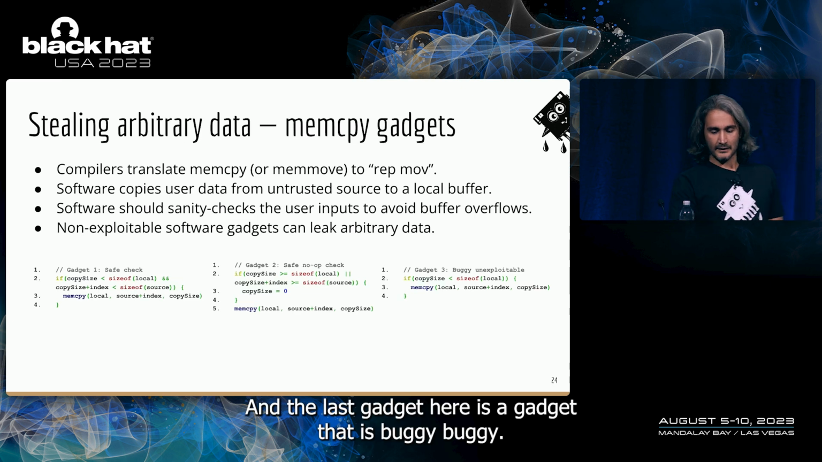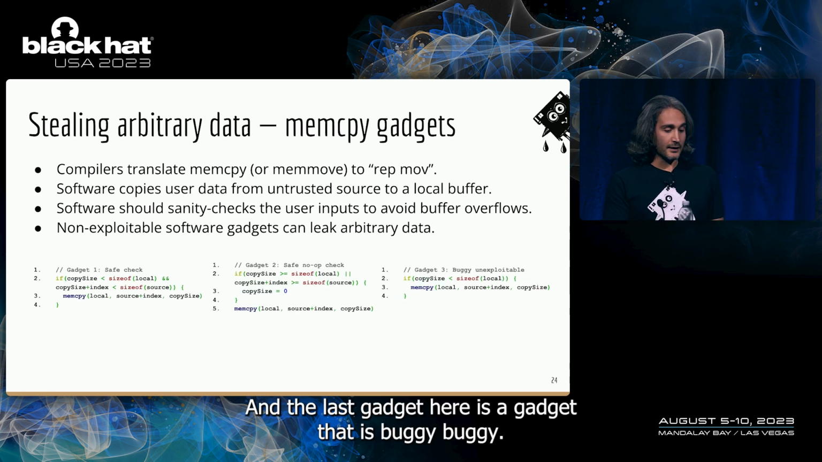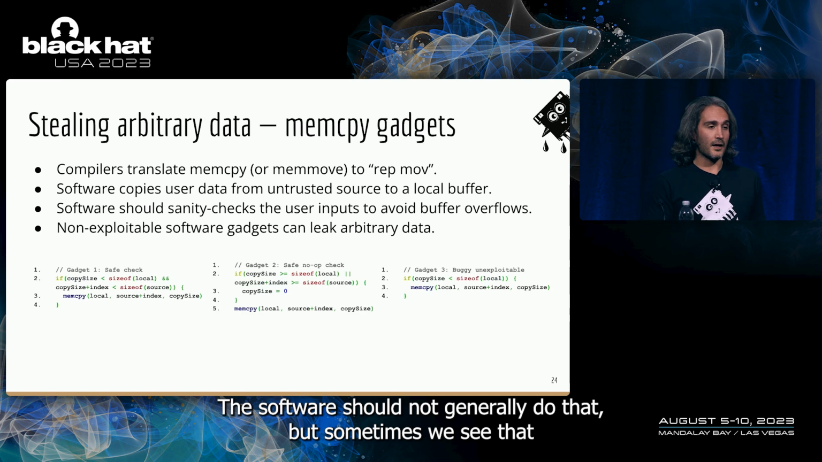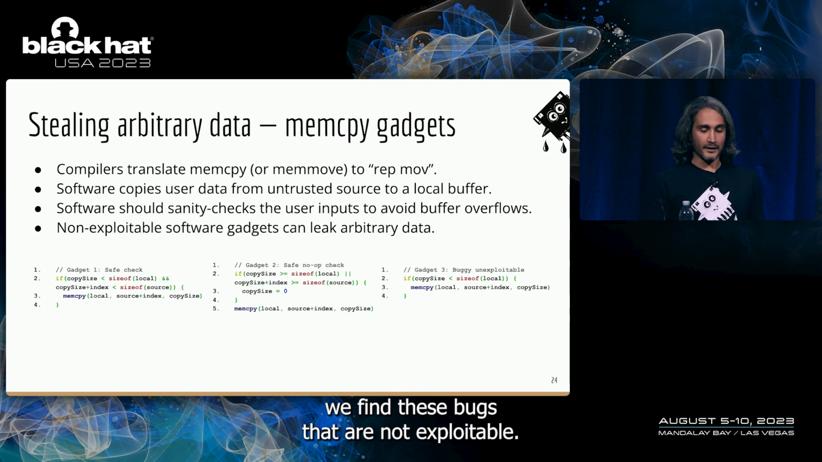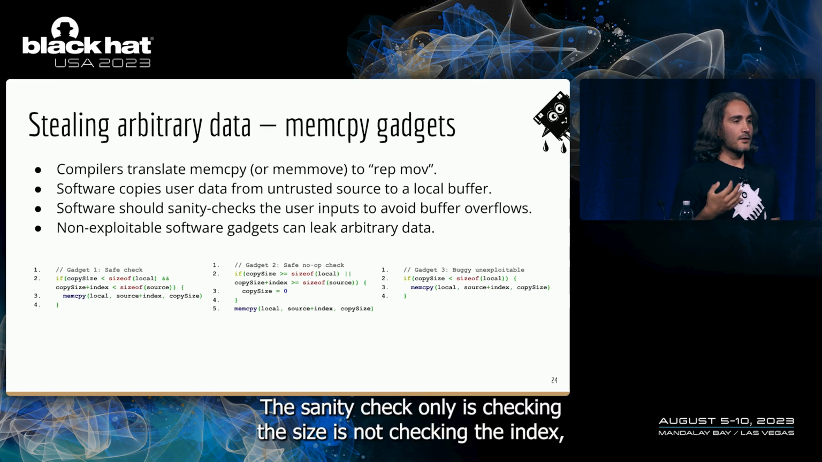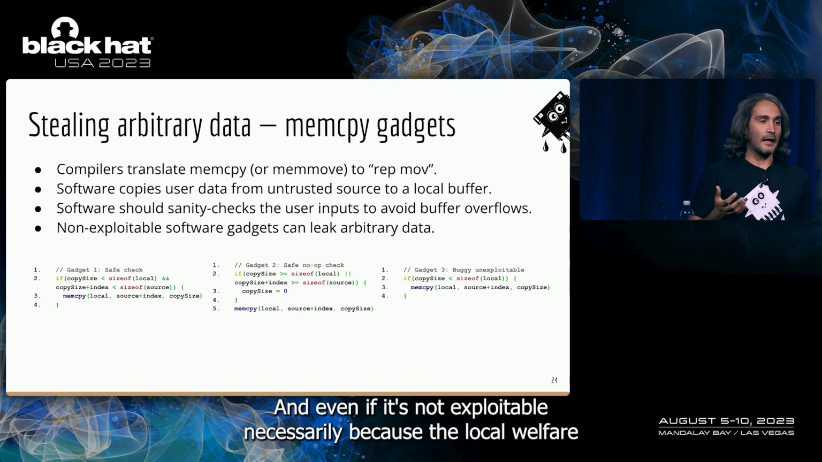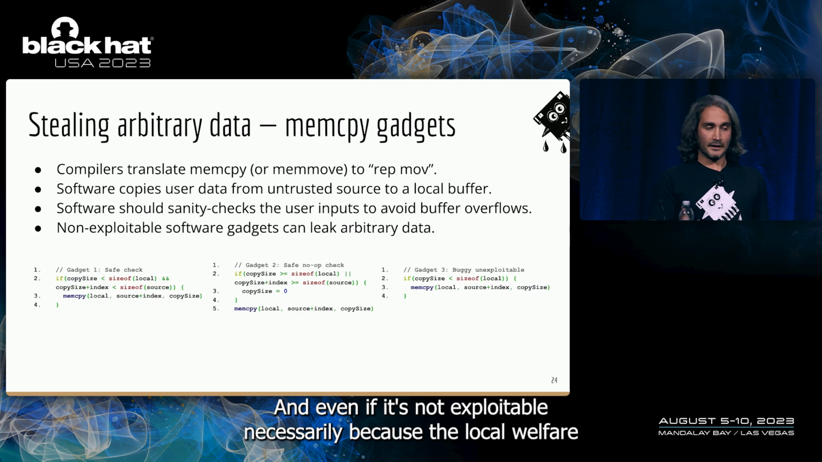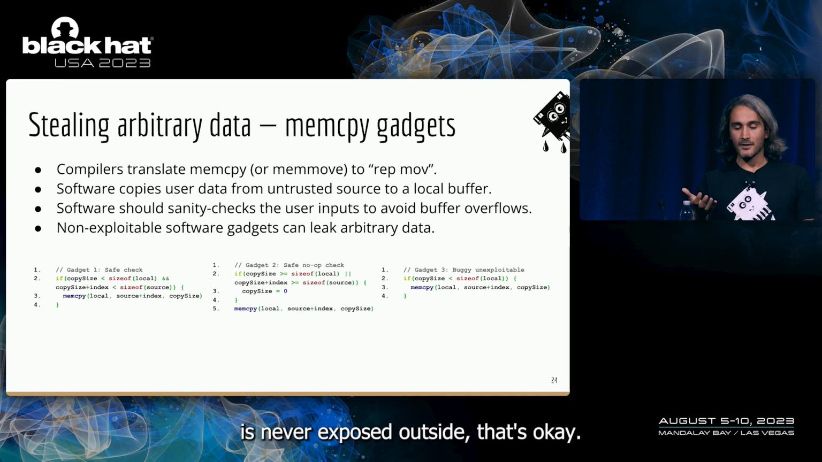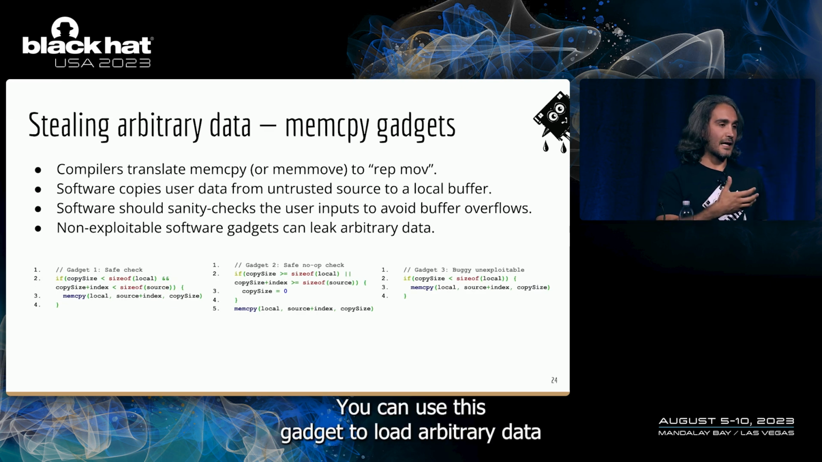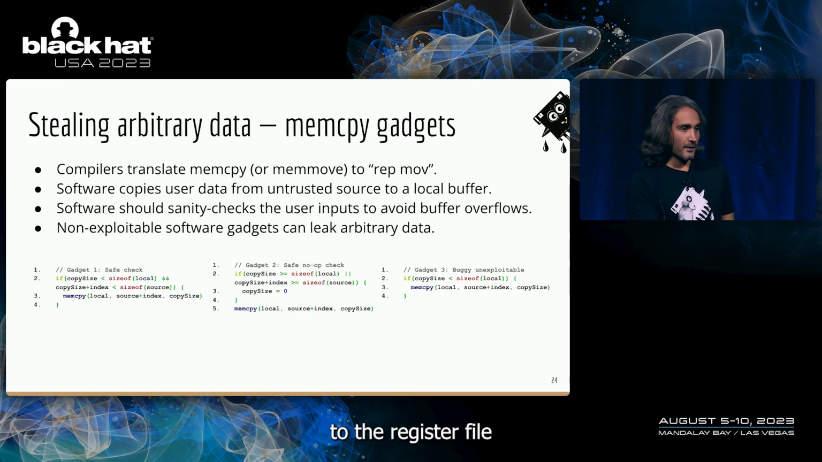And the last one is a gadget that is buggy. The software should not generally do that, but sometimes we find these bugs that are not exploitable. The sanity check only checks the size, not the index, so the attacker can provide the wrong index. Even if it's not necessarily exploitable because the local buffer is never exposed outside, the attacker can use this gadget to load arbitrary data into the register file.